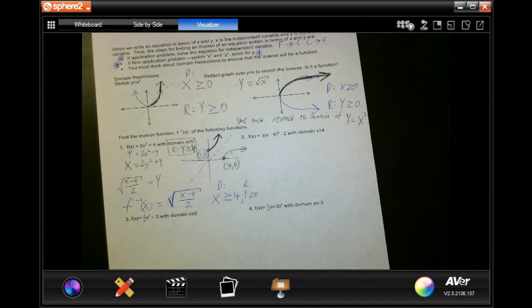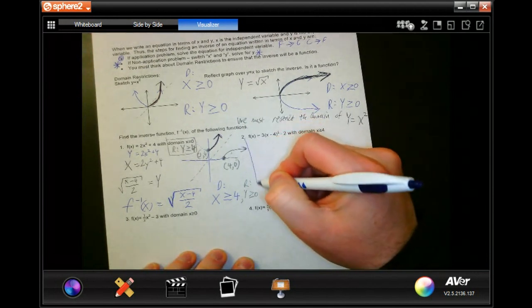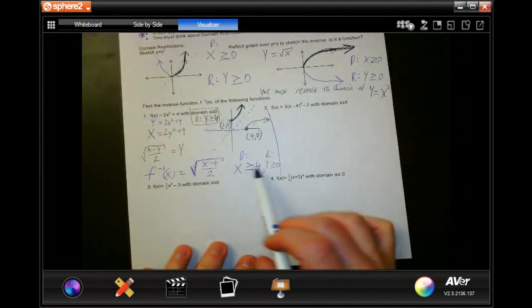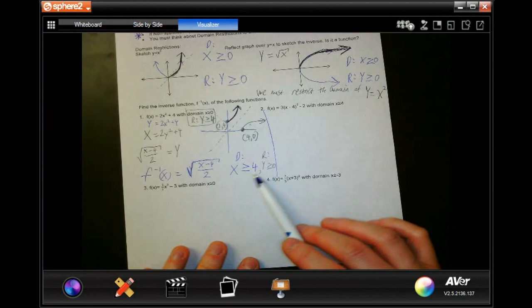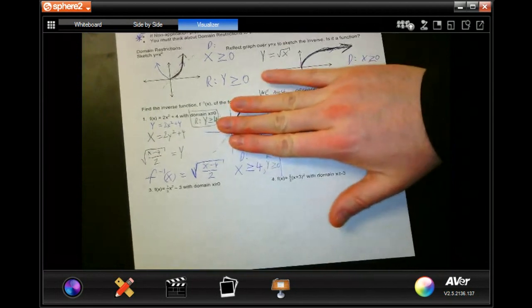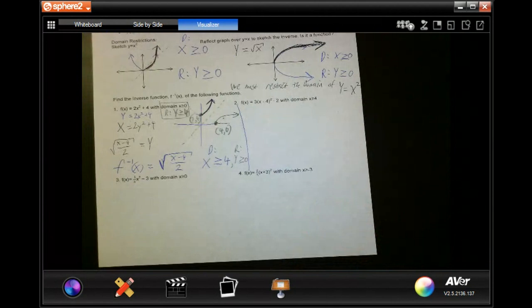Good. So with that knowledge, I want you guys to finish number 2 and raise your hand when you're done. Make sure you have domain and range restrictions there. You need to redraw this, but have everything else that's here. Finish number 2 with domain and range restrictions and raise your hand.